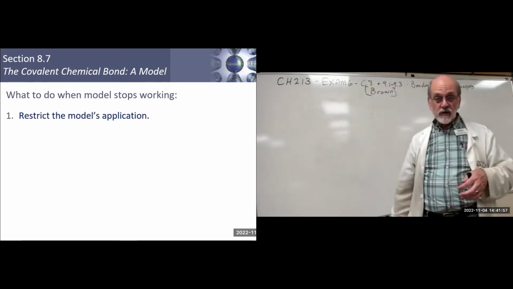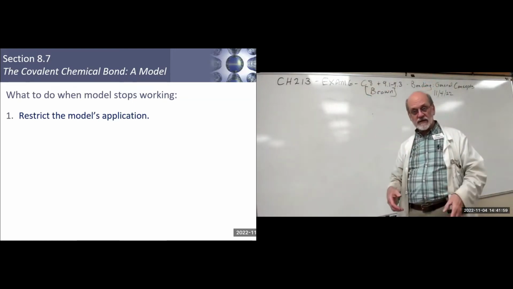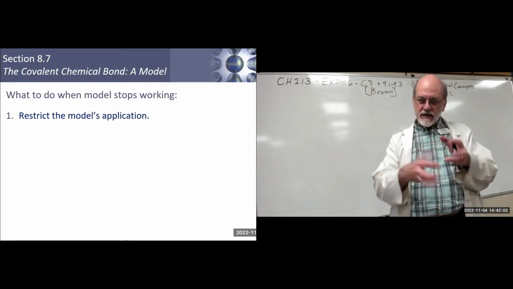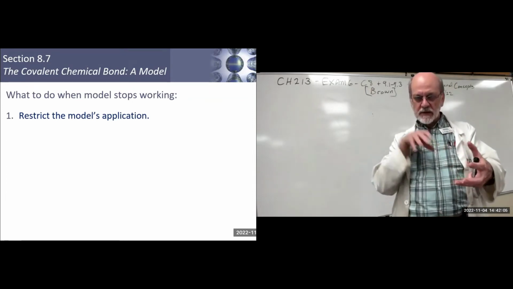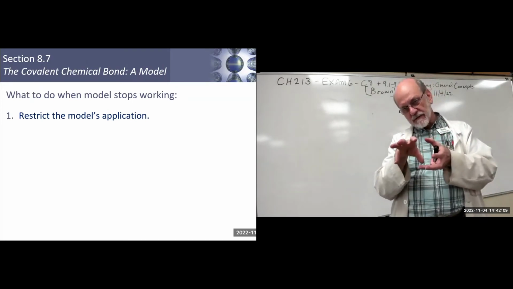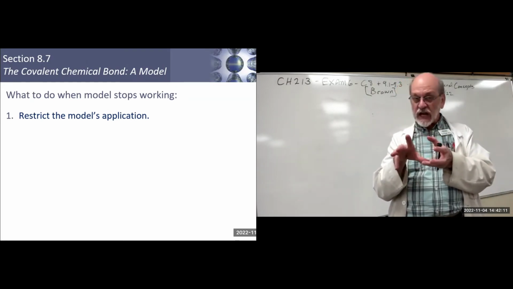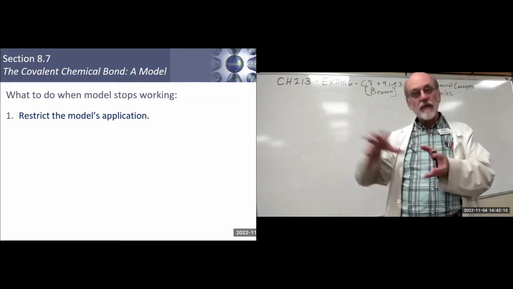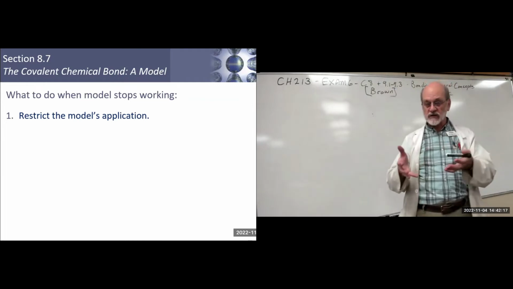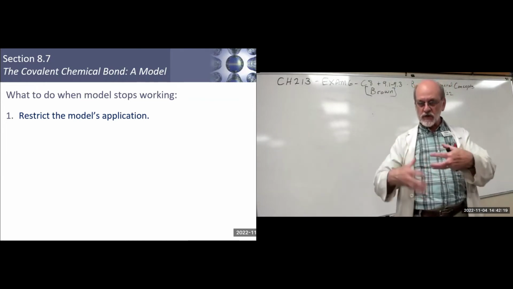Well, one thing you can do is restrict its application. Say, all right, this version of reality works for the model. The model predicts behaviors for this, but if certain factors change in the system, the model doesn't work anymore. So we don't use them over there. We have to define what those changes are in order to restrict the use of the model.